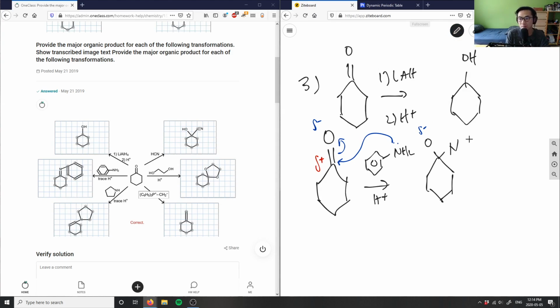Yeah, and here you get the benzene group like so. You get some sort of negative charge. Oh, this is not a partial negative. Sorry, this actually contains a negative charge here.